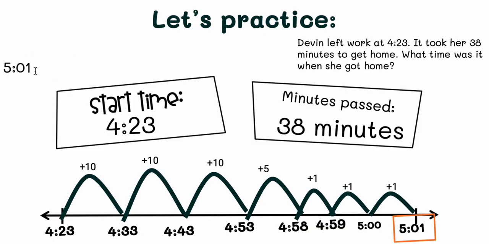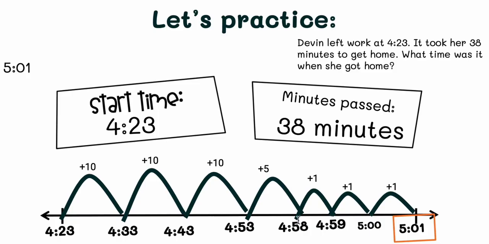Here is what the jumps would look like. So our start time was 4:23, and we're going to add our hill jump of 10 minutes, and we end up at 4:33. Our next jump is a 10 jump, and we land at 4:43. Now I've only done 20 minutes of the 38, so I still have a bit to go. So add 10 more minutes, and now we're at 4:53. So we've done 30 of the 38 minutes. So we have 8 minutes left to show. We're going to add 5 more minutes, and we land at 4:58.